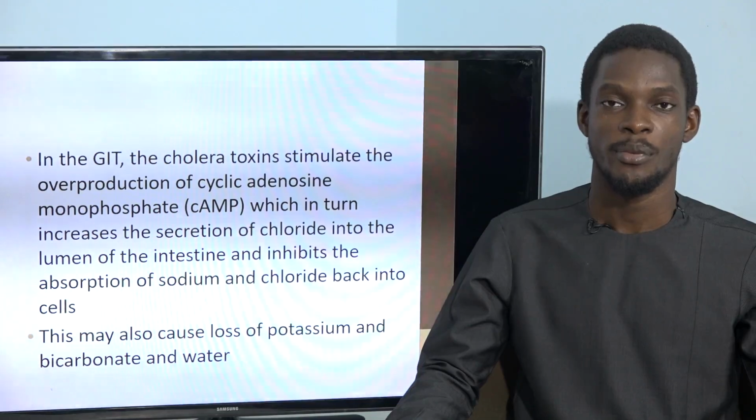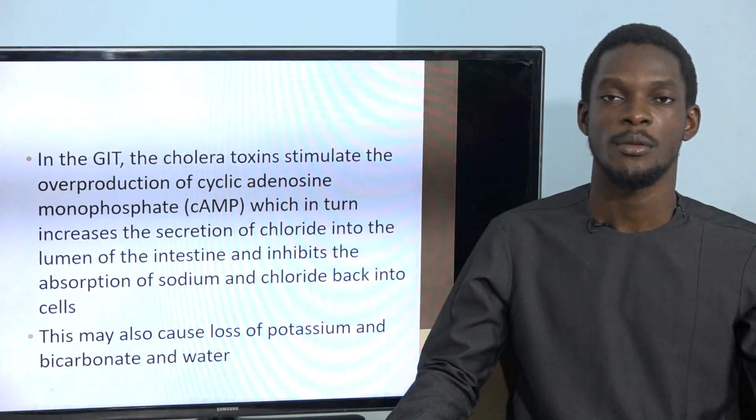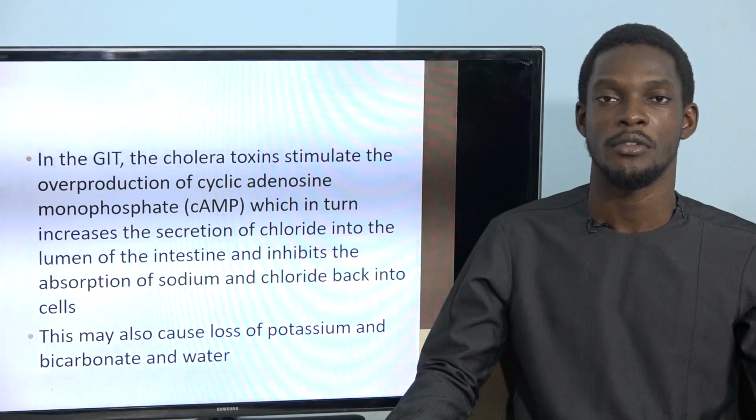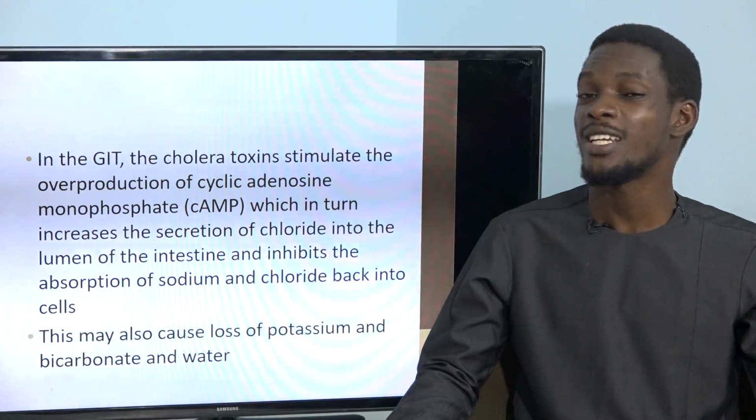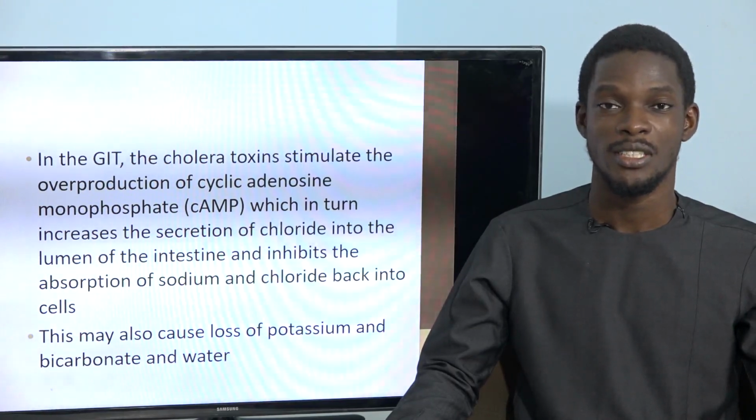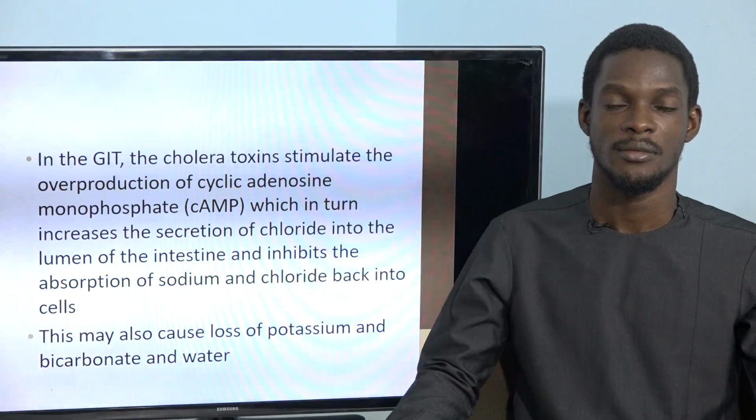So what is going to happen? Instead of the body absorbing the water, it forms part of the feces. Instead of the body absorbing the nutrients, it goes as part of the feces. And instead of the body absorbing virtually anything, all you eat comes out as feces.